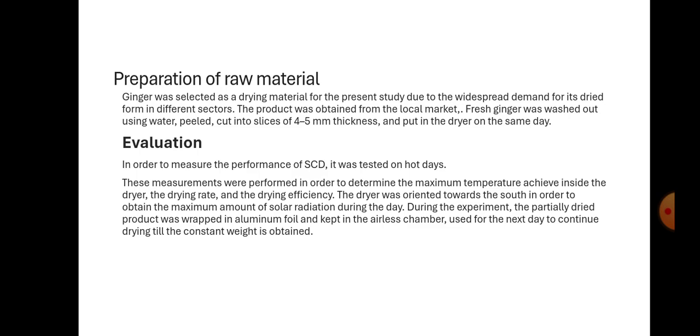So if we talk about the temperature inside the dryer, it is 53 to 55 degrees Celsius, and drying efficiency is much better than open sun drying. The dryer was oriented towards the south in order to obtain the maximum amount of solar radiation during the day. During the experiment, the partially dried product was wrapped in aluminium foil and kept in an airtight chamber, used the next day to continue drying till the constant weight is obtained.